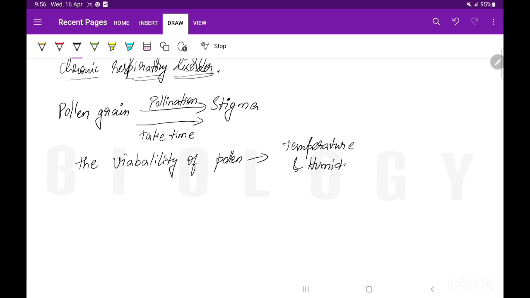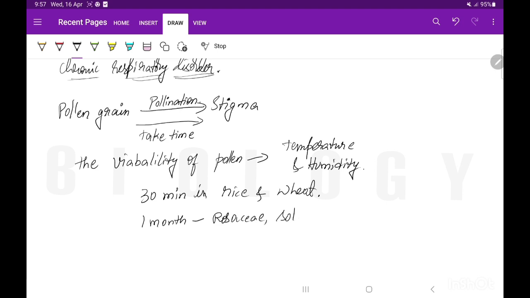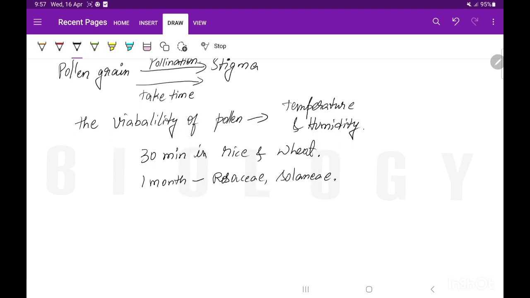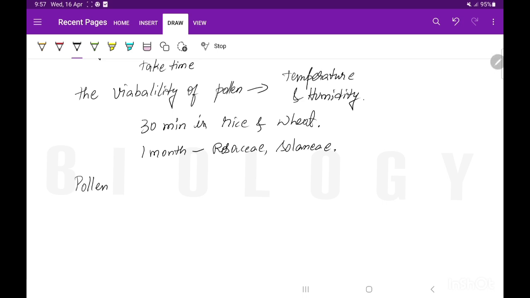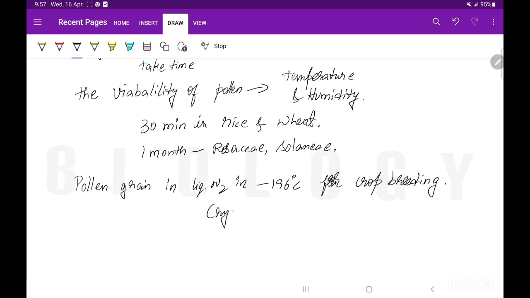It may be 30 minutes in rice and wheat, and it is 1 month in the Rosaceae and Solanaceae families. So once the pollen falls on the stigma, they continue the process of fertilization. The pollen grains can also be stored in liquid nitrogen at minus 196 degrees Celsius for crop breeding. This process is called cryopreservation.